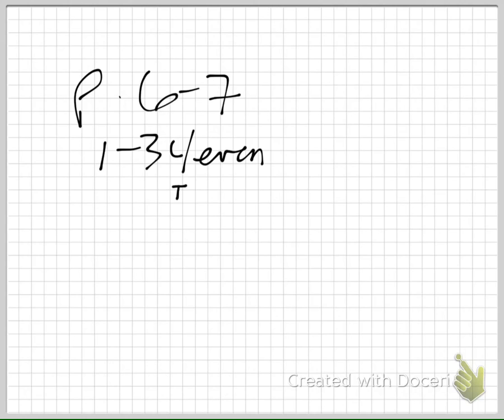All right, let me give you your homework. Let me write it down, then I'll show you what I want you to do. Your homework is pages 6 and 7, 1 through 34 even, and 42 through 57 even. Okay, there it is, and we're done. That's a wrap.